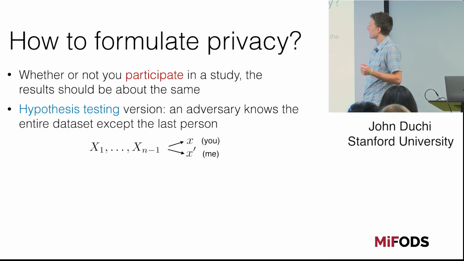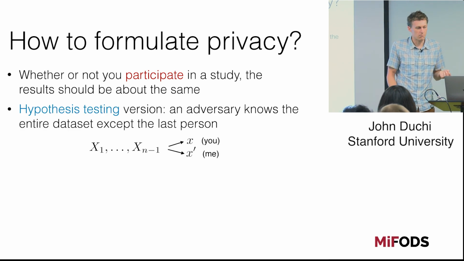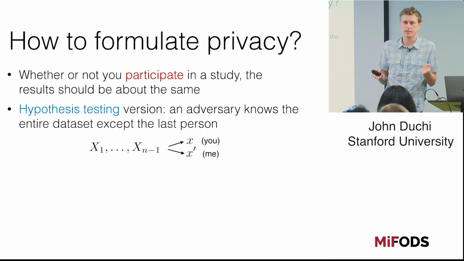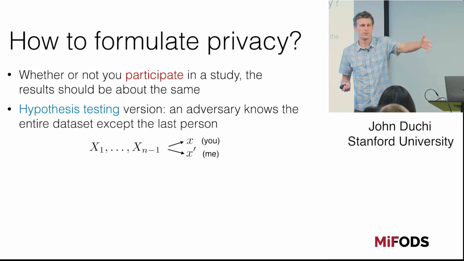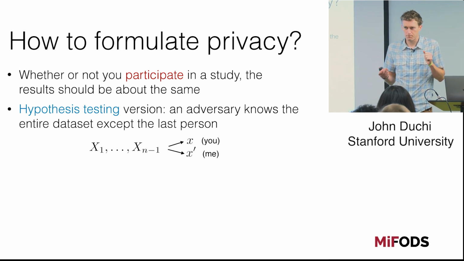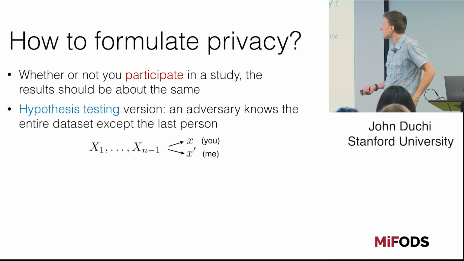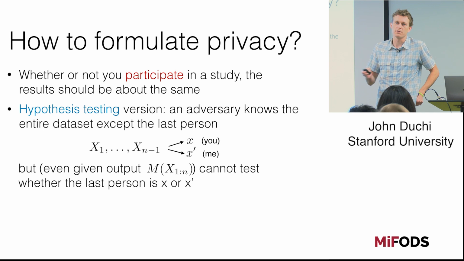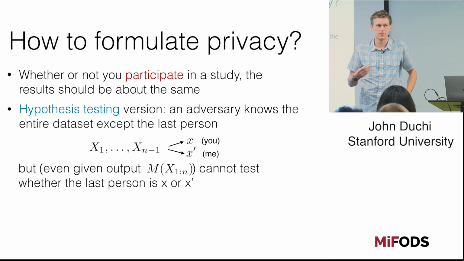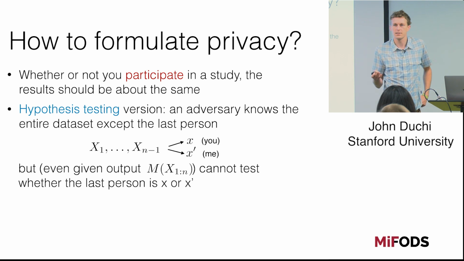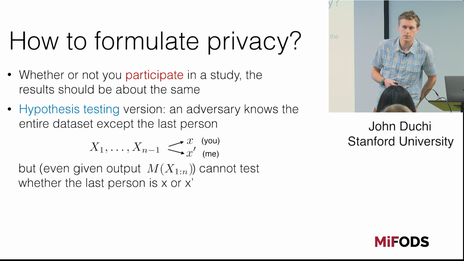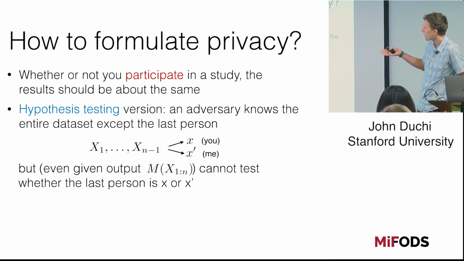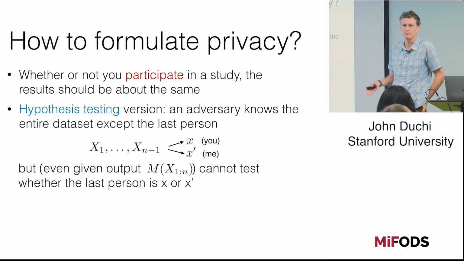Okay, another version. Let's do a hypothesis testing version. Suppose a bad guy knows everybody in a particular data set except for the last person. And he's trying to decide whether the last person is me or whether it's Sasha. Then I want a guarantee that, even given the output of my mechanism, whatever scheme, whatever data thing I'm doing, the adversary can't actually test, or at least can't test with high accuracy, whether that last person in the data set was me or was Sasha. All right, that's fairly strong, but if I gave you that guarantee, you'd probably feel pretty safe, right? You'd say, okay, yeah, that's pretty private.